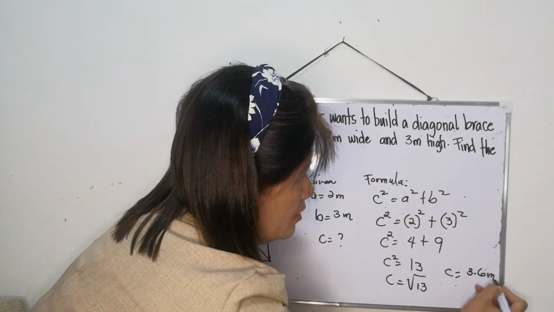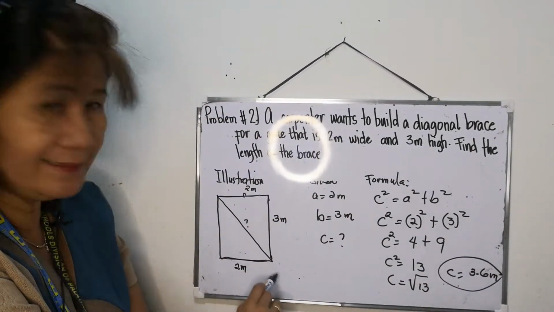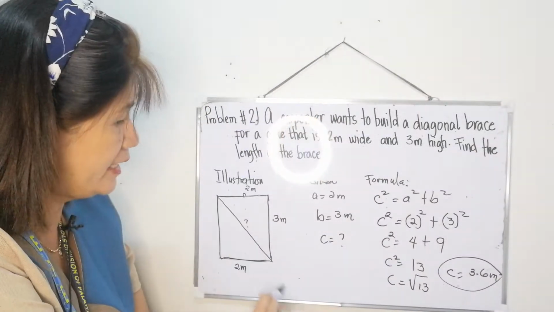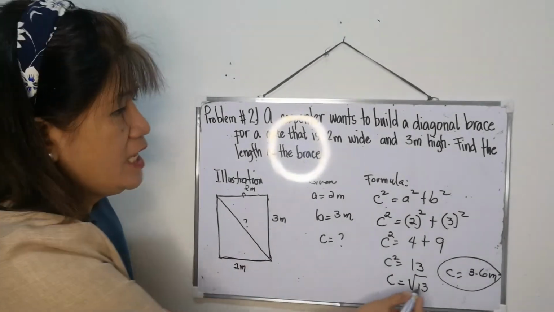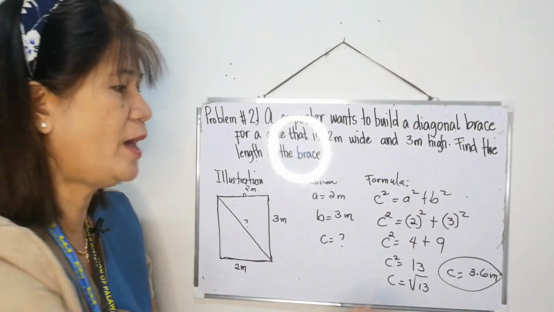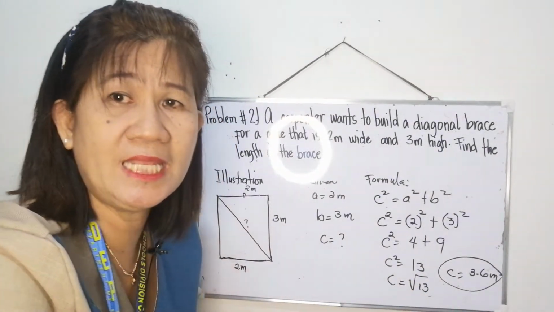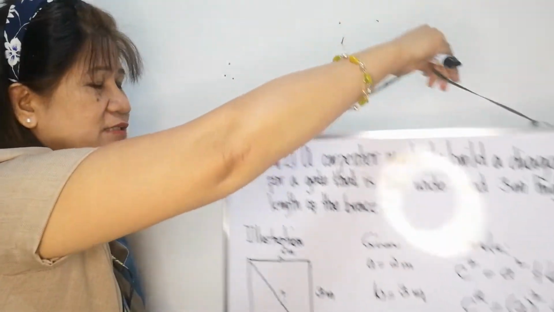Okay. Therefore, the length, yung haba ng diagonal brace, is equal to 3.6 meter. Okay? So, paano nyo makuha yung square root ng 13? You can use your calculator. Okay, for our last example.